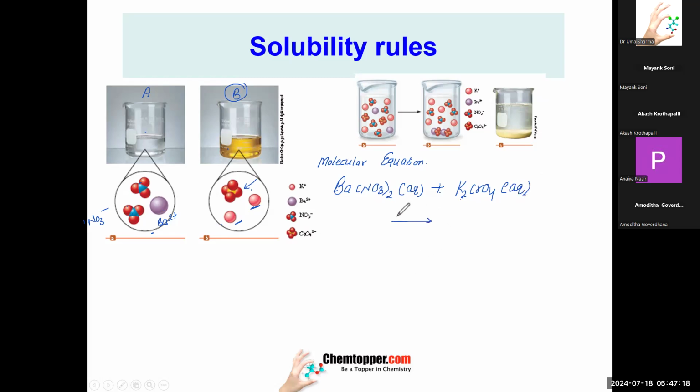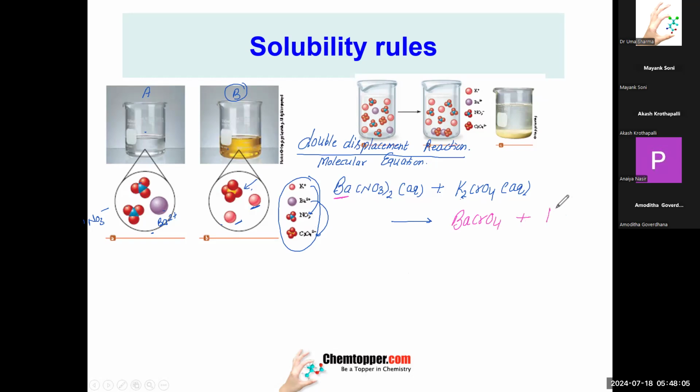Now, we already know their charges, right? From here. Now you have to do the double displacement reaction. This is a double displacement. Barium will go to chromate and potassium will go to nitrate. Make the products. Double displacement reaction. Yes, double displacement reaction. Barium will go to chromate. Yes, Ananya, very good. Now, Ananya, can you tell me barium chromate soluble or not soluble?